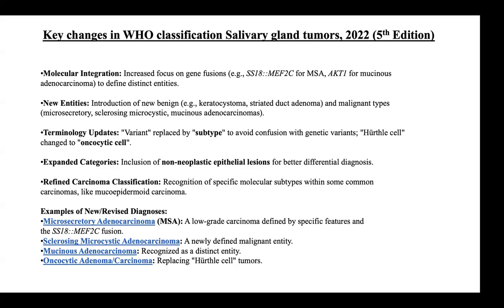Now, in the new one, mucinous adenocarcinoma has been recognized as a separate and distinct entity, and Hurthle cell tumors have been replaced by oncocytic adenoma or carcinomas. So, this is in brief the changes that have been made to the WHO classification of salivary gland tumors 2022. A lot of molecular integration, newer entities coming in, terminologies redefined, categories expanded to include reactive conditions, carcinoma classifications redefined including molecular entities, and new or revised diagnoses or renaming.